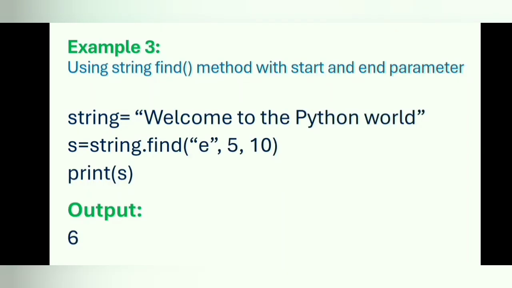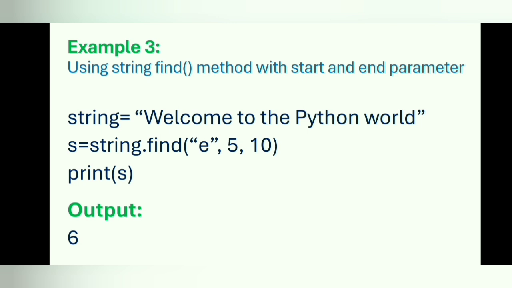Example 3. In this example, the Python string find method will find the index of the first occurrence of a substring in a given string using start and end parameters. In this example, we pass all three arguments, the substring, the start value, and the end value, to the find method to find the index of the first occurrence of a substring in a string.